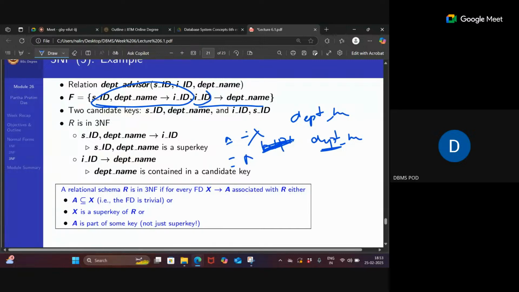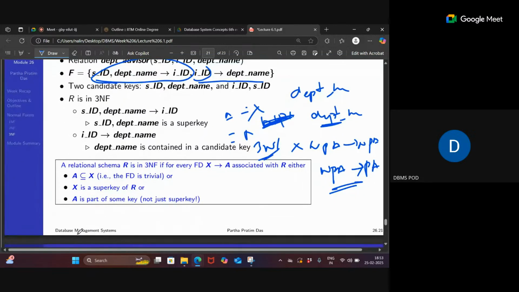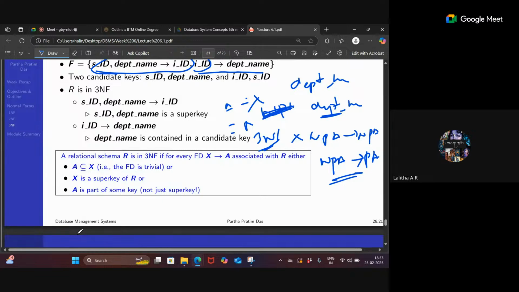You can check whether a non-prime attribute is determining any other non-prime attribute. No, right? IID is a non-prime attribute, but it is determining a prime attribute. So this case is not there, and the relation is in 3NF. You can check it in two ways. Understood, everyone, how to check whether the schema is in 3NF? Yes or no? Yes, ma'am. Okay.